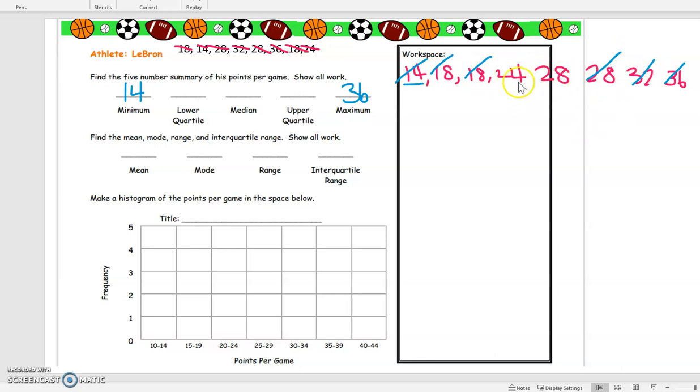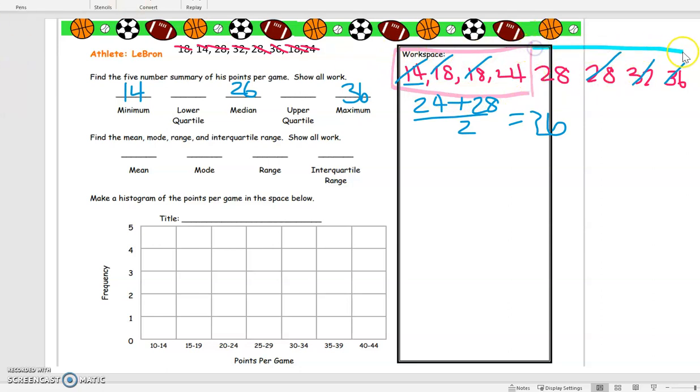For these data sets, we're going to end up having 2 numbers in the middle. So to find the median, I would take those 2 values, add them together, and divide by 2 to find their average. So 24 plus 28 divided by 2 gives me a median of 26. The median splits your data into 2 halves. I have my lower half, and I'll have my upper half. Because the median is in between the 24 and 28, I'll include those in my lower half and upper half.